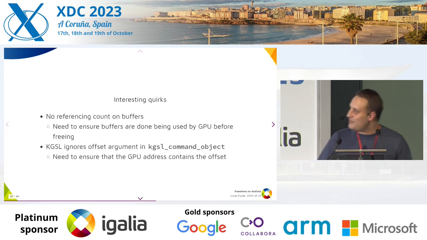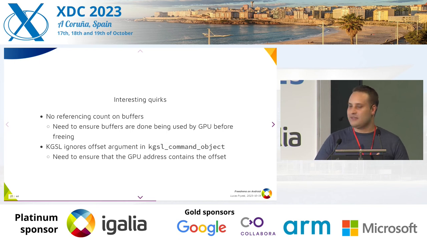Some interesting quirks about the KGSL backend caused me a few issues. There's no reference counting on buffer objects that are created within the KGSL kernel mode driver. So if you try to free a buffer that's currently being used by the GPU in a normal DRM driver, it will get freed at a later point once there's no references to it anymore. KGSL, as soon as you free it, it's done. And in the first implementation where I got things running, I ran into interesting problems where I would MMU fault quite frequently because memory would be freed right in the middle of the GPU drawing it, and it was not fun, but it was fairly easy to figure out what was going on there.